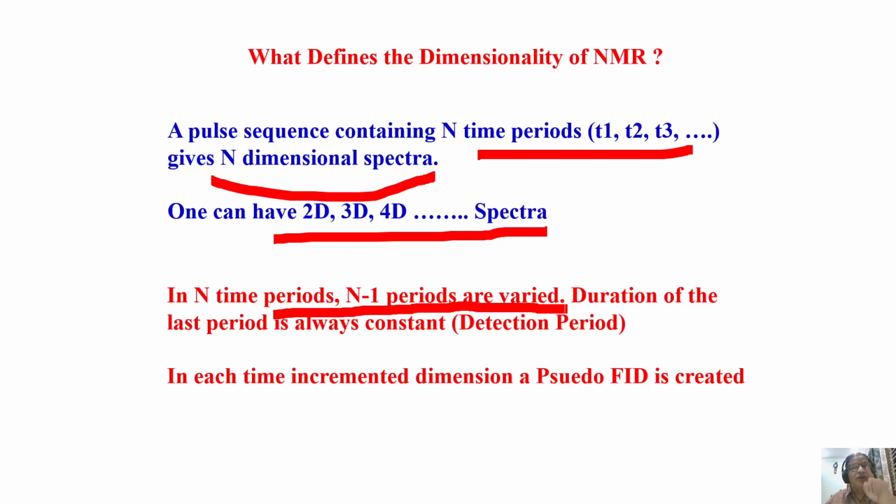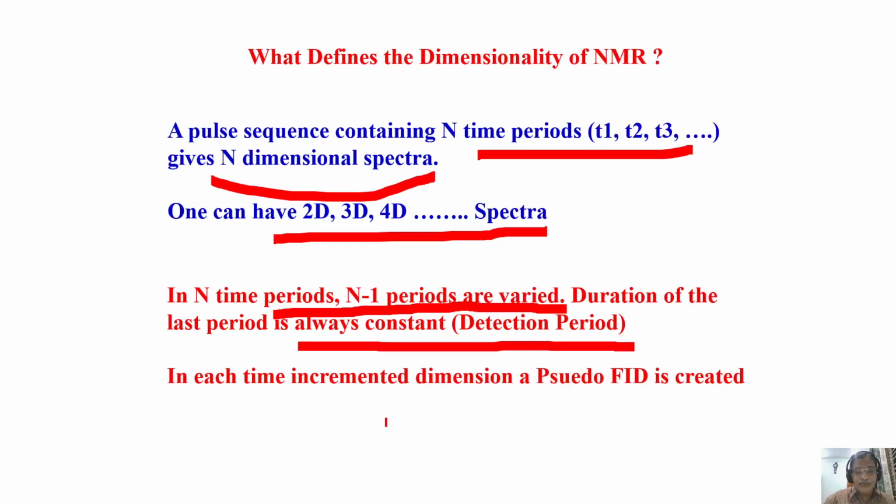Remember, in the two-dimensional data, T1 was varied, T2 was kept constant. I showed you the example. T1 was systematically varied, but the T2 period was kept constant. Similarly, in n time periods, n-1 periods are varied, and the duration of the last period, which is called the detection period, is always constant. Always the last detection period is kept constant.